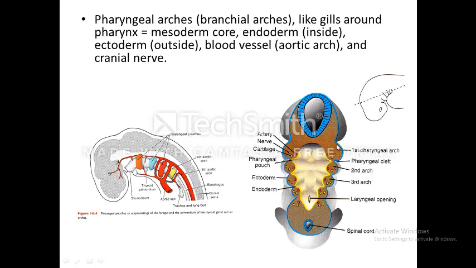Pharyngeal arches are covered from the outside by the ectoderm and from inside by the endoderm. Each pharyngeal arch contains an artery, nerve supply and cartilage. The blood supply of the pharyngeal arches is the aortic arch, which originates from the aortic sac.